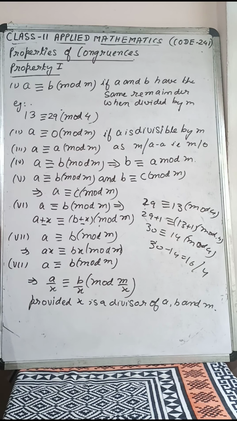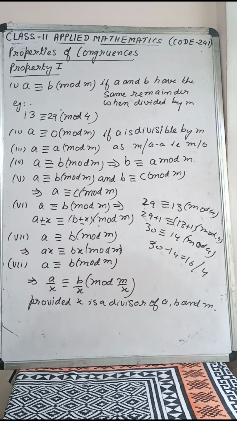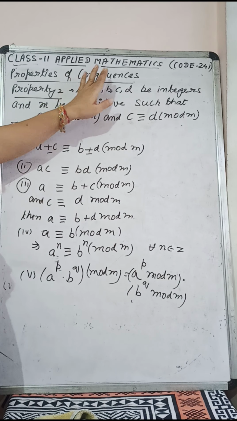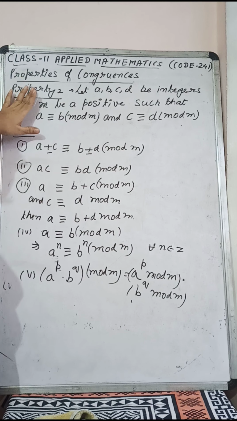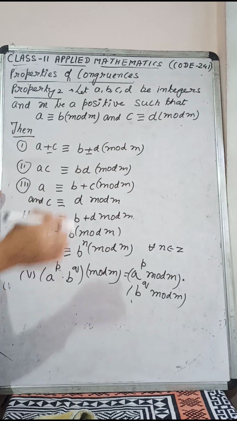Let us go to property 2 under the properties of congruences. Now let us understand property 2 under the properties of congruences topic. In property 2 I have written 5 subheads. Let us understand them one by one.